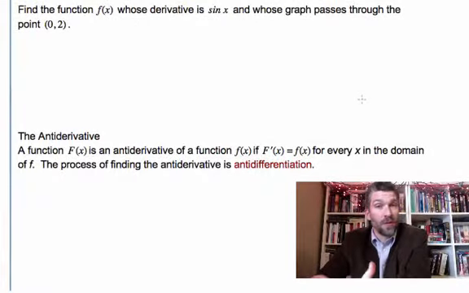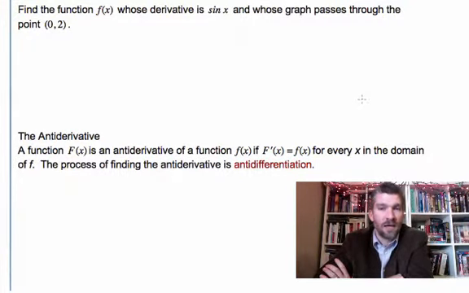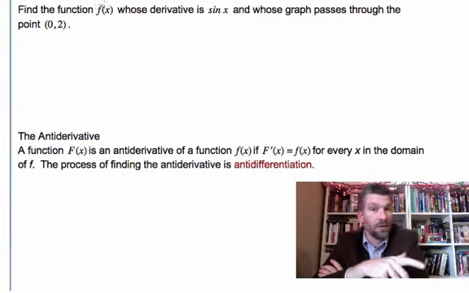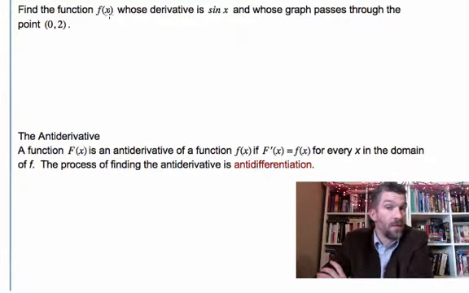All right, now this is a really fun example to work with. We're going to kind of undo a derivative, as it were. What we want to find is a function whose derivative is sine of x, but whose graph passes through the point (0, 2). So they've given us the derivative, sine x, and the point (0, 2). Those are two key critical things that we're going to need to know.